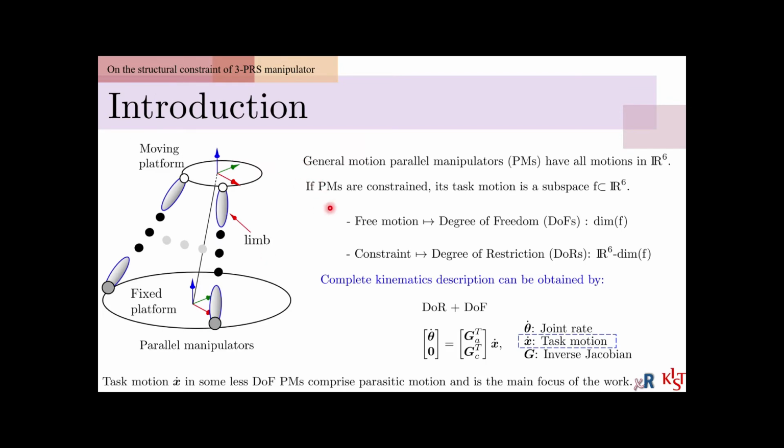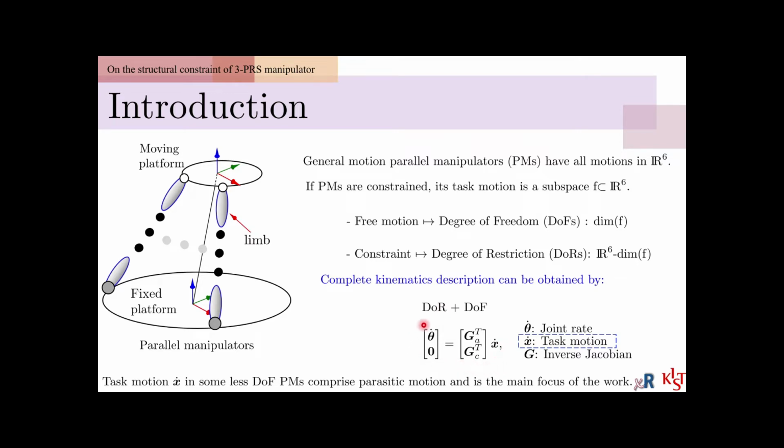Talking about parallel manipulators, general parallel manipulators have all motions in space. However, if the parallel manipulator is constrained, there is some space that the moving plane cannot reach. Therefore, the general space will be decomposed into free motion space and constraint space. In order to have full kinematic information of the manipulator, we need to consider both the constraint and free motion spaces. Here is the general inverse rate kinematics equation.